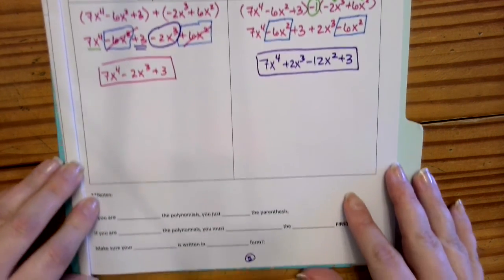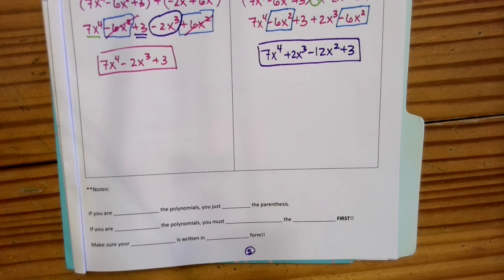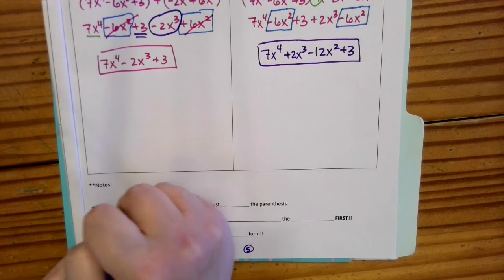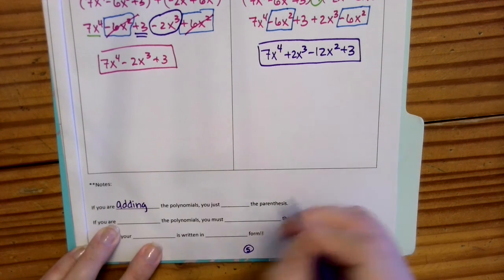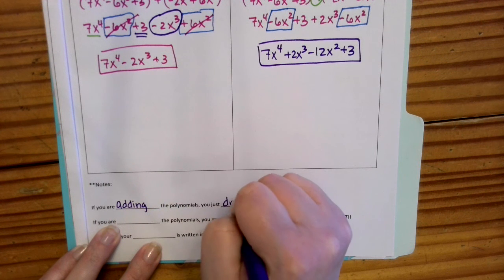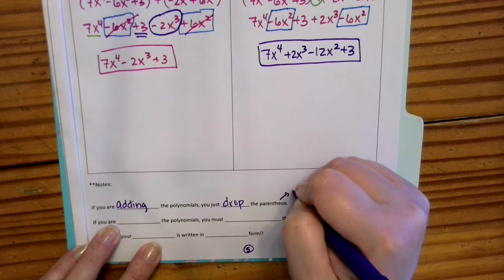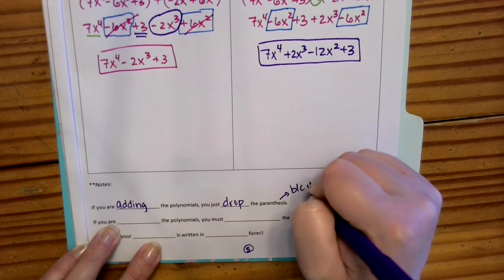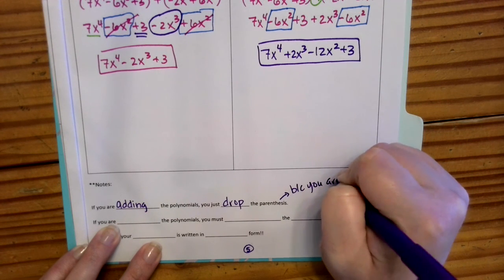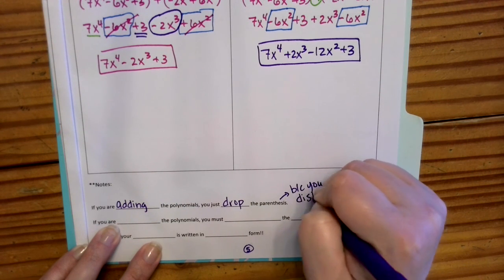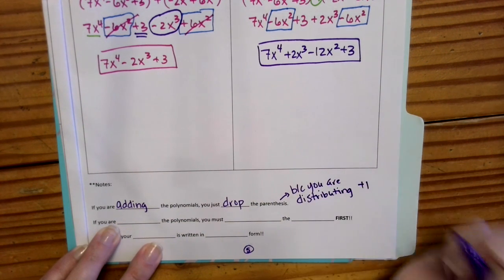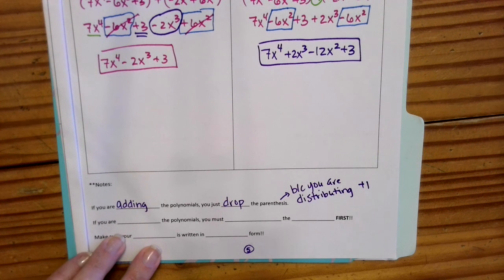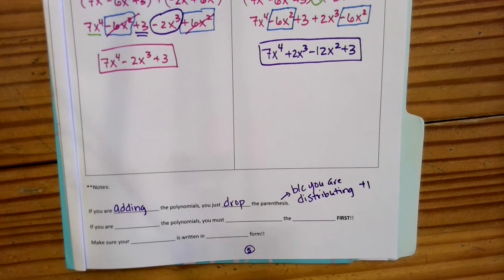So just a couple of notes here at the bottom. If you are adding the polynomials, you just drop the parentheses. And the reason for this is because you are distributing positive 1. And we know that if we distribute a positive 1, it doesn't change anything. So there's no point in actually doing it, right?